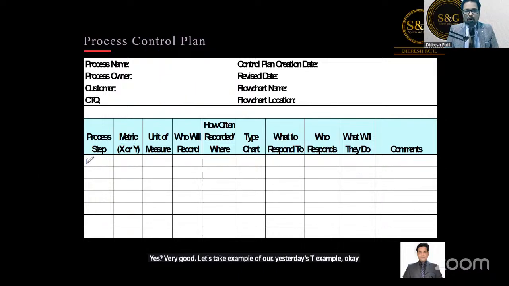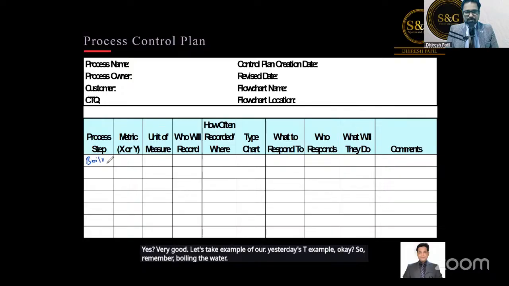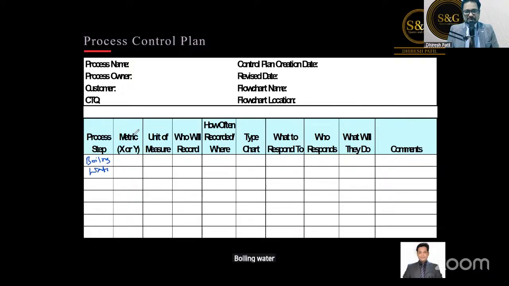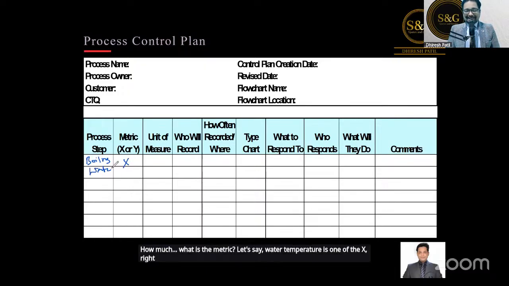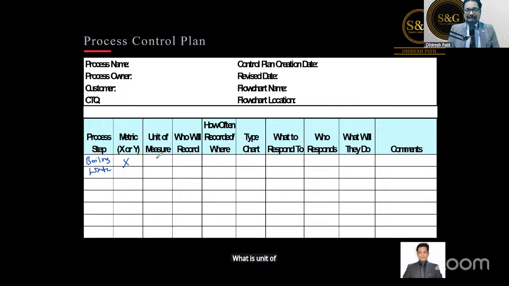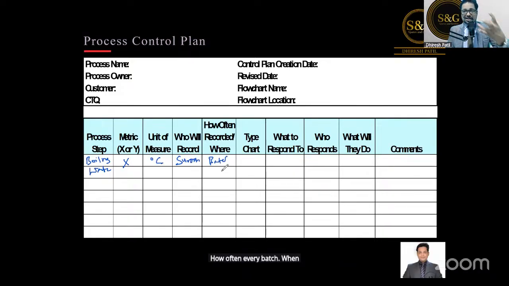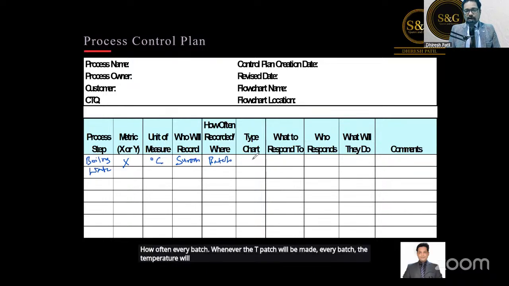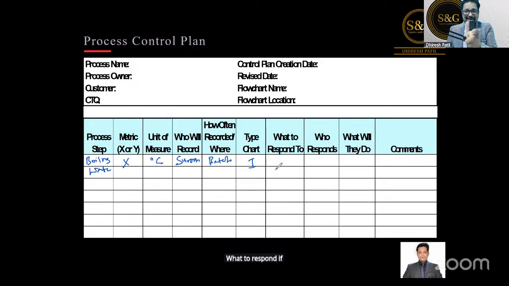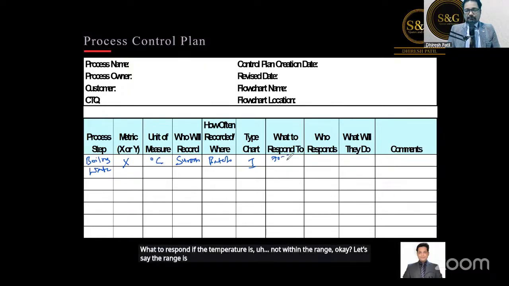Let's take the example of our yesterday's tea example. Okay. So remember boiling the water. Boiling water was the first process. Okay. What is the metric? Now, in this case, let's say water temperature is one of the Xs, right? So let's say it is X. What is the unit of measurement? Degree centigrade. Who will record? Suresh will record. How often? Every batch. Whenever the tea batch is made, the temperature will be taken. Let's say an individuals chart will be used. What to respond? If the temperature is not within the range. Okay. Let's say the range is 70 to 90.